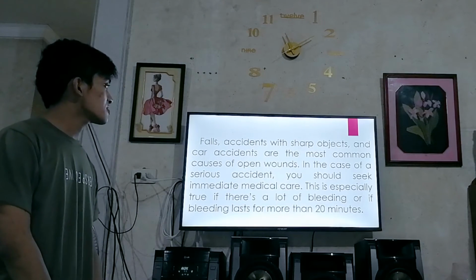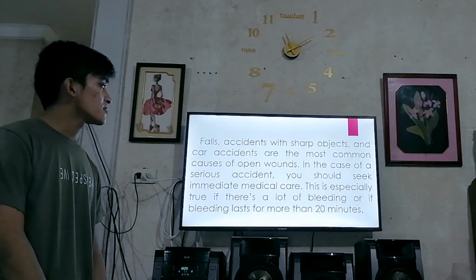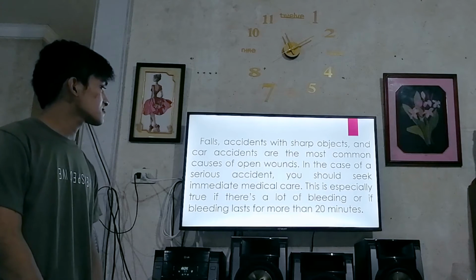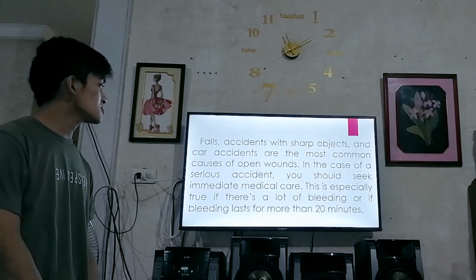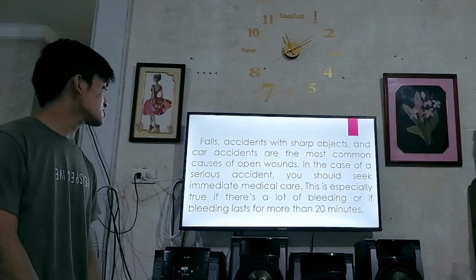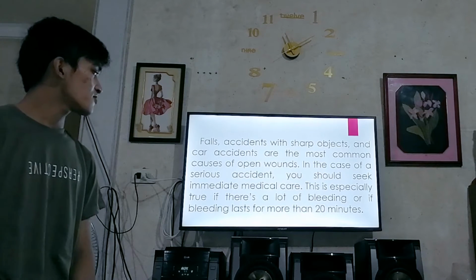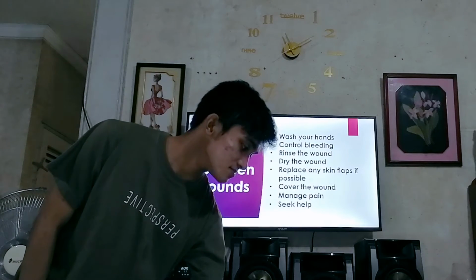Falls, accidents with sharp objects, and car accidents are the most common causes of open wounds. In the case of a serious accident, you should seek immediate medical care. This is especially true if there's a lot of bleeding or if bleeding lasts for more than 20 minutes.